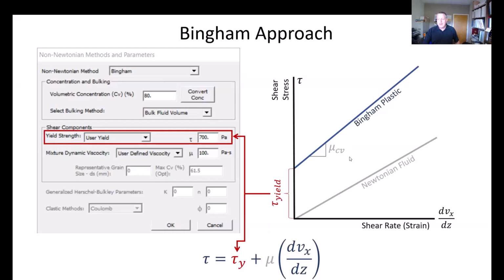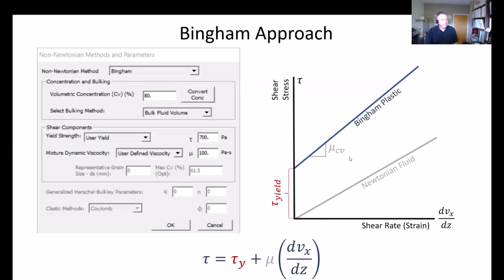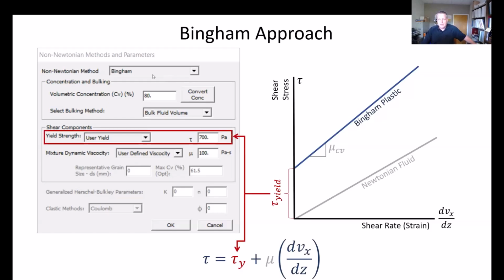And so we've talked about the simplest approach to these high concentration events, the Bingham approach. I'm kind of a fan. I like my complicated equations to have as few free parameters in them as possible. And this is the RAS interface, where you can choose your method and the volumetric concentration, and then you define the yield strength and the viscosity.